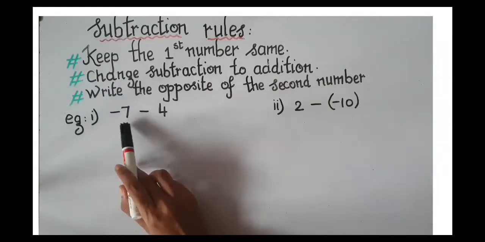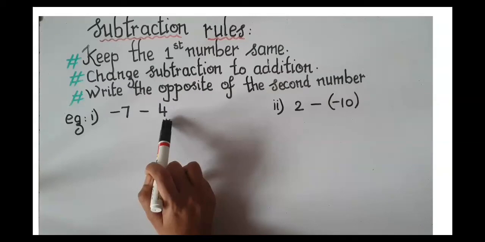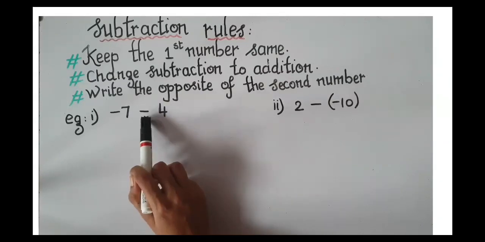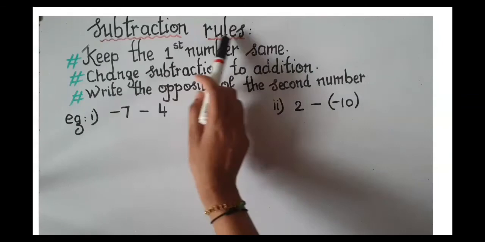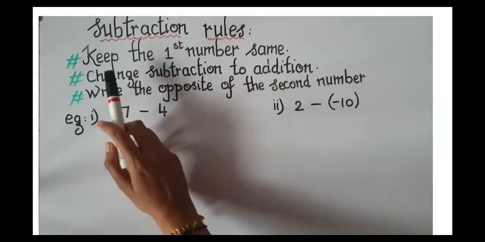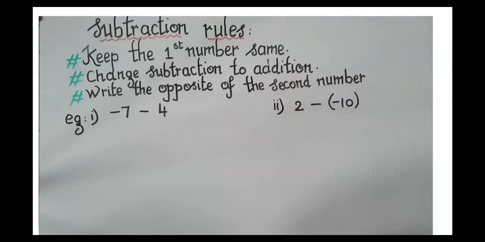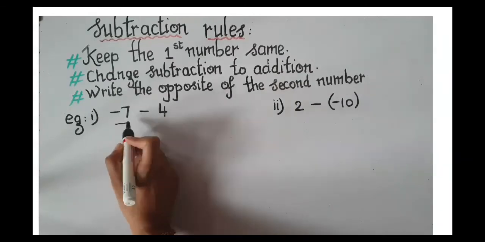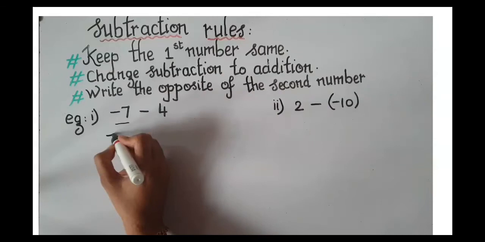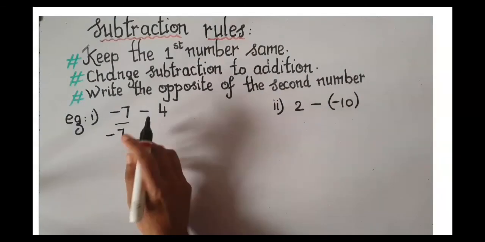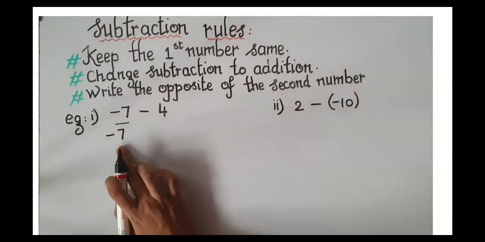-7 -4. Okay, there is a subtraction sign, so subtraction rules. Let's follow the rules. Keep the first number the same. So which is your first number? The first number is -7, as you can see. So I have written it as it is.